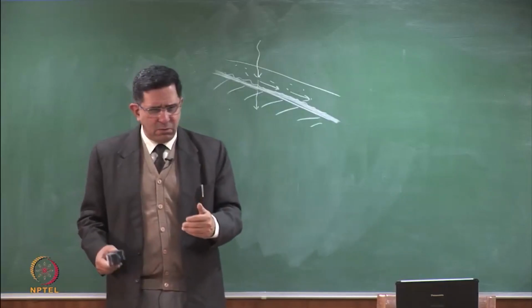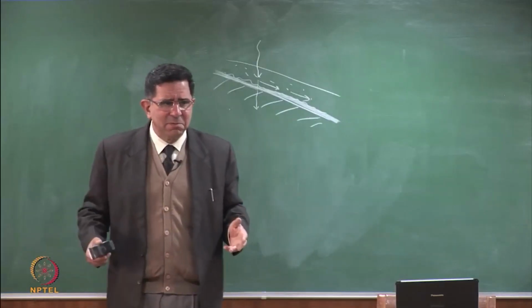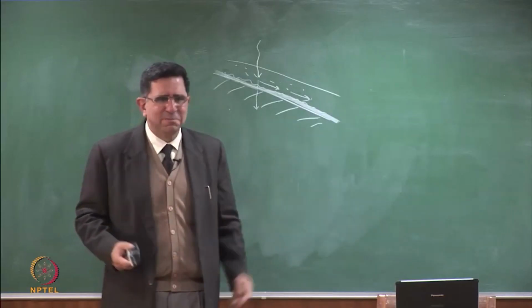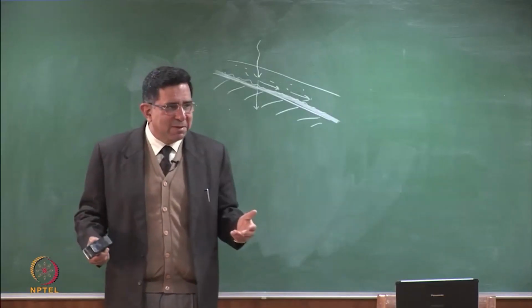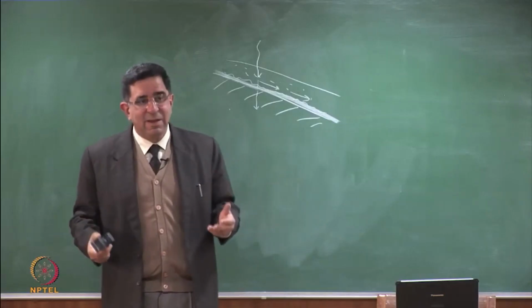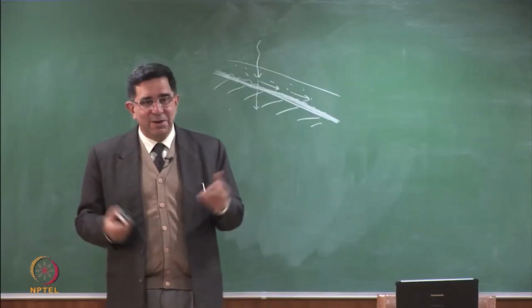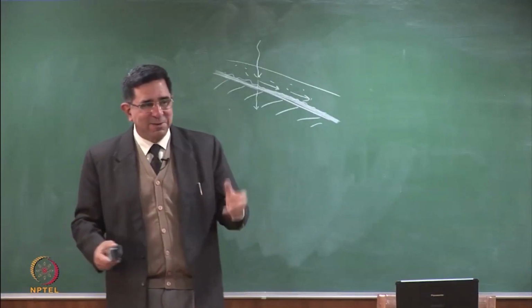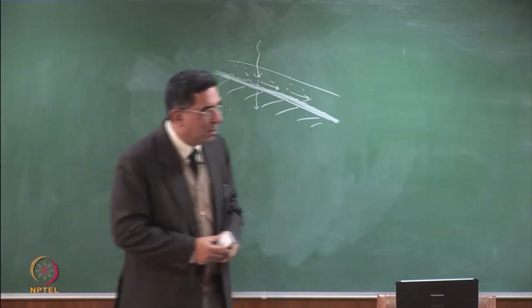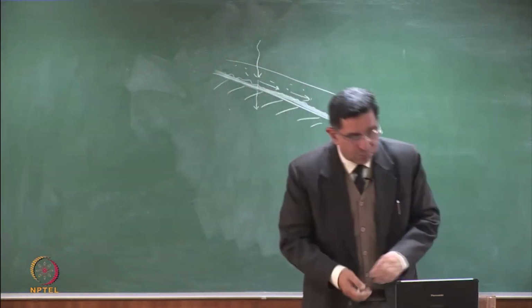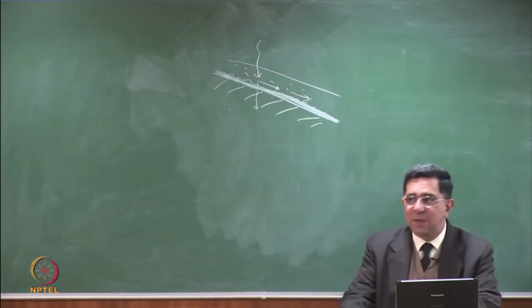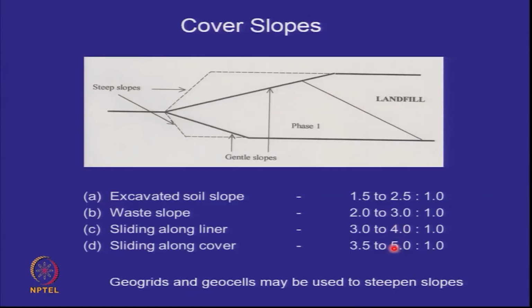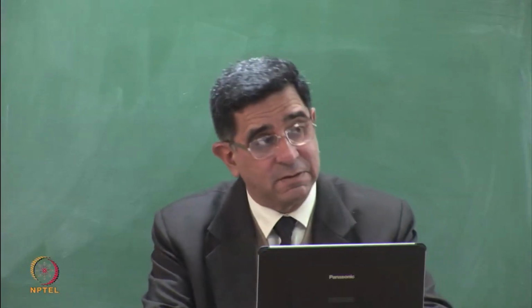Can we make them stable? Of course we can. We can make anything stable. We can make a vertical slope and put a concrete wall. Engineering solutions can be found for everything. But the issue is, would the concrete wall then serve as a liner or a cover or what? And will it be able to take the settlements of the waste behind it? You put a wall and the waste settles, what's going to happen to the wall? So remember, slopes along the composite liner systems are very gentle. We can make them steeper. There's a separate discussion on slope stability.